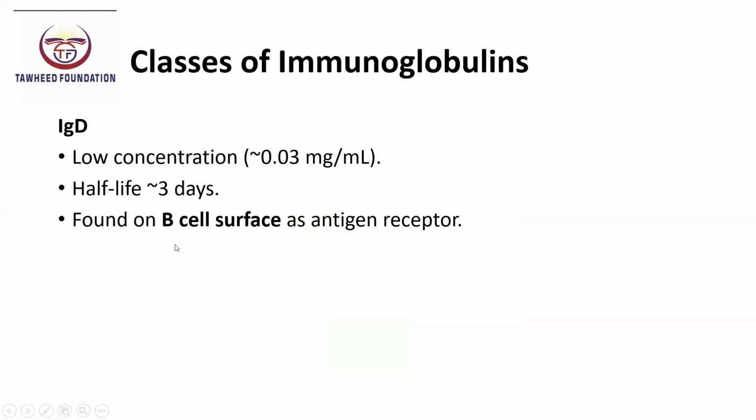Next is IgD. It is present in trace amounts in serum, around 0.03 mg per ml. Its half-life is only about 3 days. Although it is not abundant, IgD has an important role as a B cell receptor. On immature B cells, IgD along with IgM serves as a surface receptor for antigen recognition, helping to initiate B cell activation. Structurally, IgD resembles IgG but lacks some effector functions. It is not typically secreted in large amounts and does not fix complement.